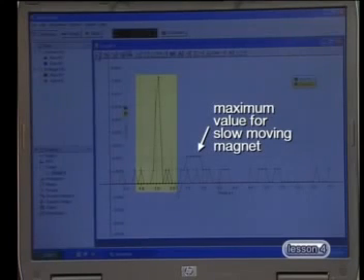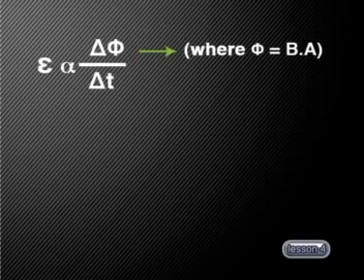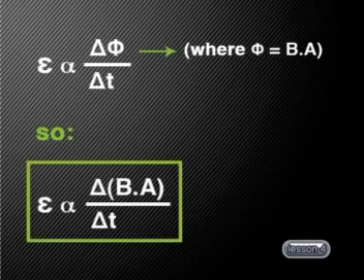Remember, when the magnet moved slowly in the coil, the induced EMF was smaller than when the same magnet moved quickly in the coil. So that's why Faraday concluded that the rate of change in magnetic flux is directly proportional to the magnitude of the EMF induced in the coil. We can expand this expression as follows.